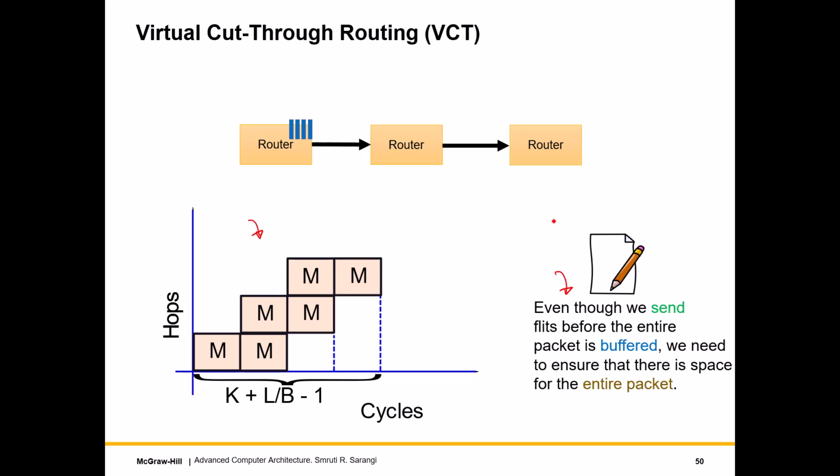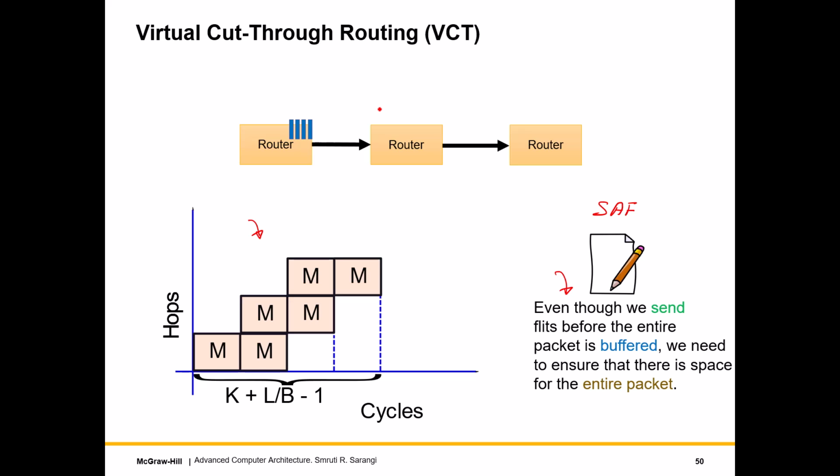Given the fact that store and forward and VCT are of the variety where they work with full packets, the idea here is that we still need space for the entire packet, right? So in this case, a packet, as you can see, has 4 flits. If you have space in this router for only 3 flits, then the packet cannot be sent. No flit of the packet can be sent, right? So basically that is a necessary requirement.